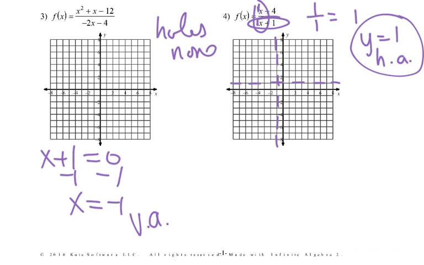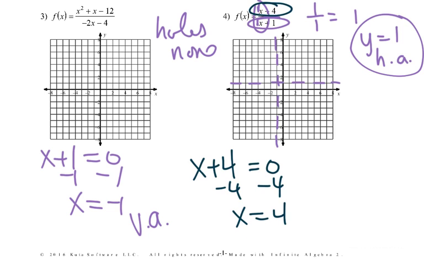Then x-intercepts. Take the top, x plus 4. Set it equal to 0. So x equals negative 4 is my x-intercept.